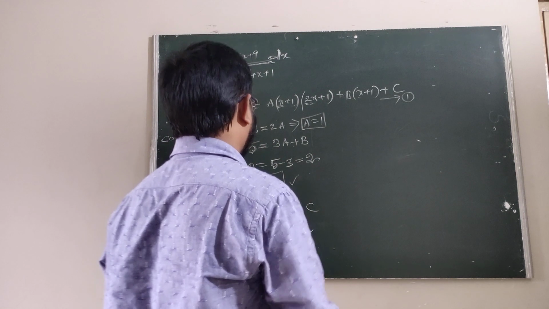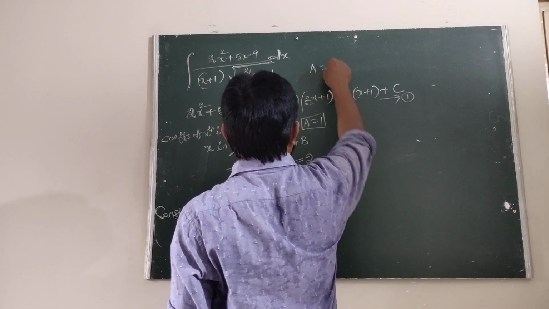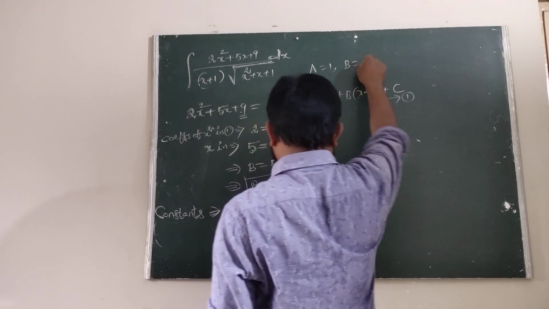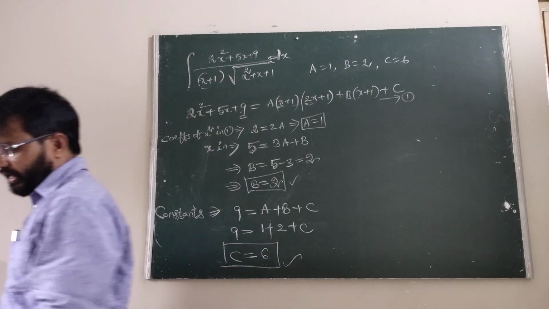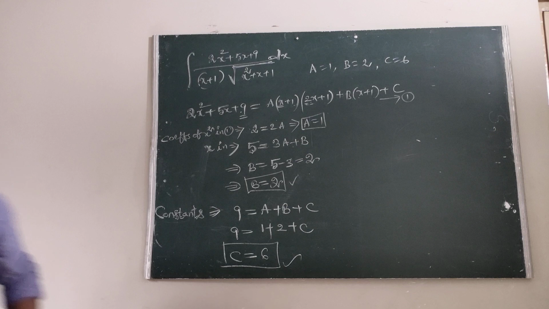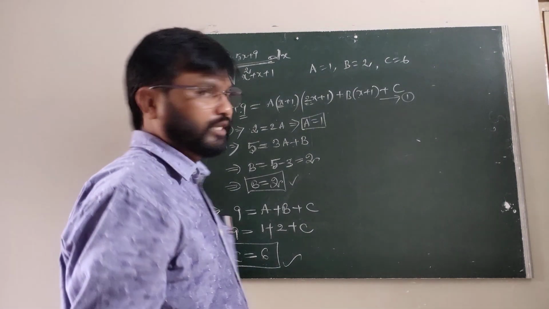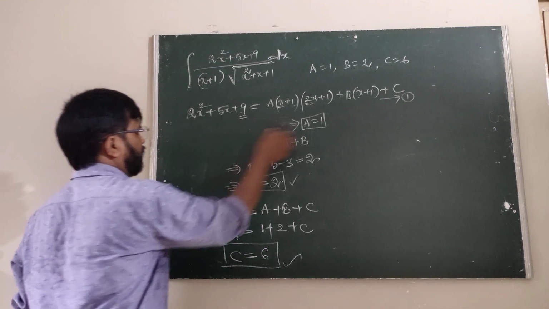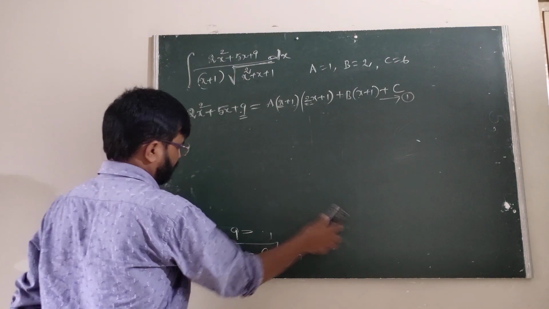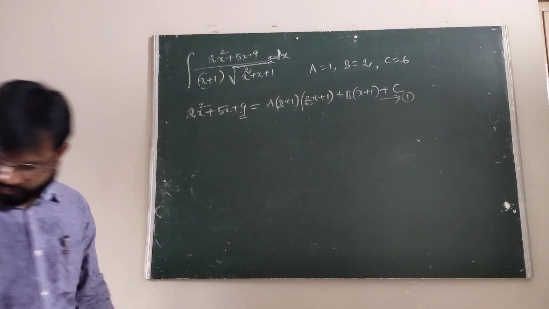So what are the values of A? The value of A is 1. The value of B is 2. The value of C is the 6. A1, B2, C6. Is it okay? Now all these values are substituted in equation 1.